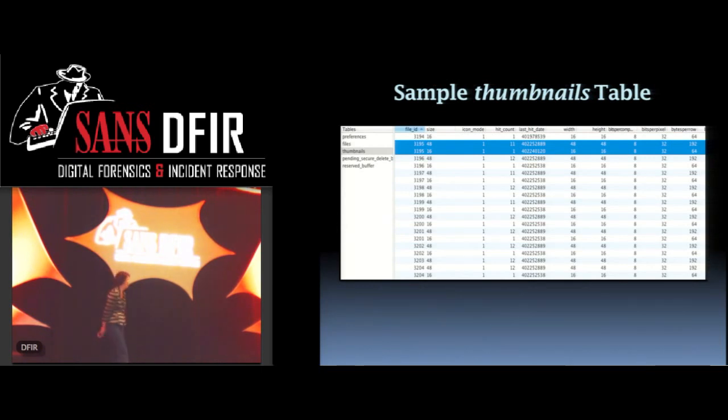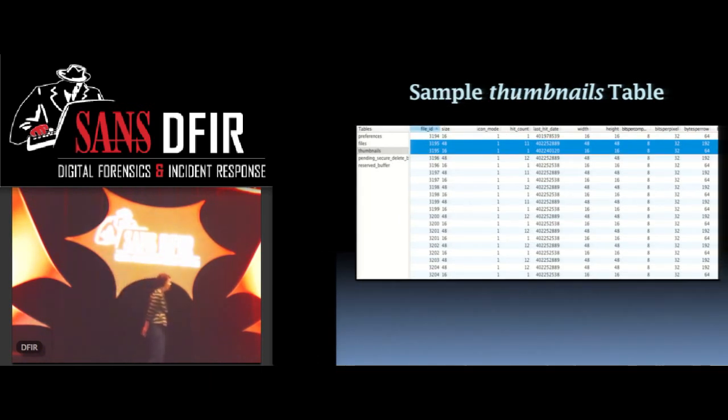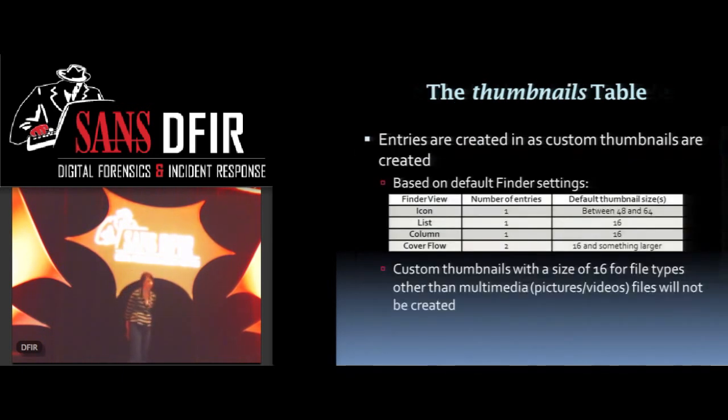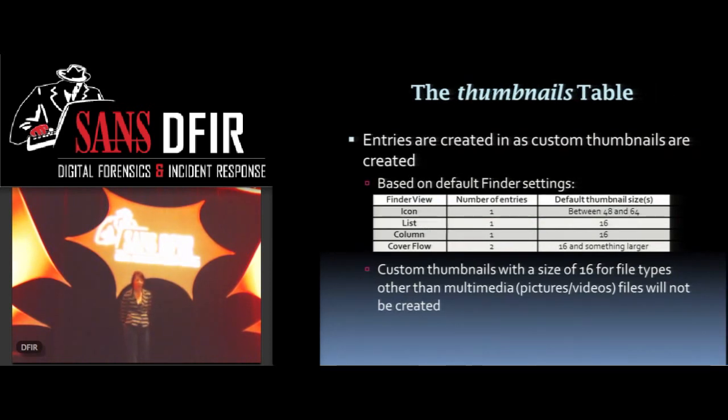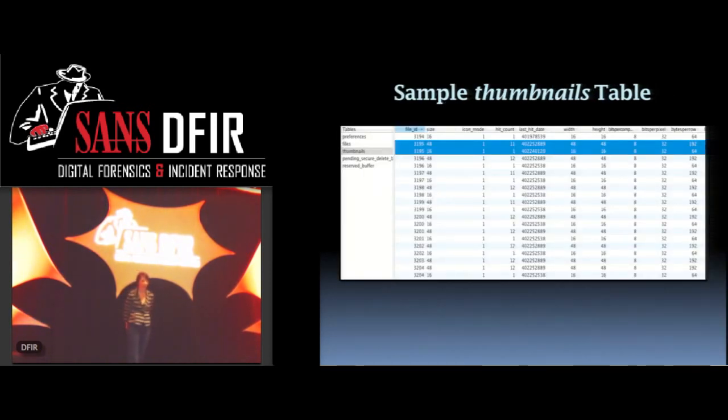So here's our thumbnails table. Your file ID, we've got to use that first column to link it back to the information in the files table. So that's how I'm going to figure out what file that 3195 is. What does that correlate to? Right here I see two sizes that are highlighted in blue. One, it's 48 and 16. So what does that tell me? The user looked at it in icon view and some other view, list or column. Not cover flow, because when I look at that icon mode column, it says 1 for each of them. So cover flow was not used.